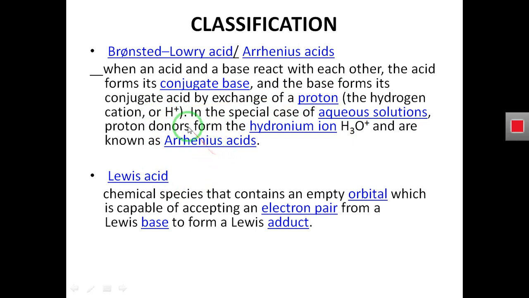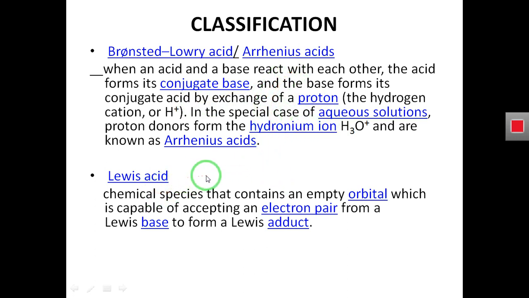So what do they do when these acids react with a base? How do they donate a proton when they react with a base or other molecule? These acids donate a proton to a base. So what will happen? The acid forms its conjugate base and the base forms its conjugate acid by the exchange of protons. And these types of acids are termed Arrhenius acids.